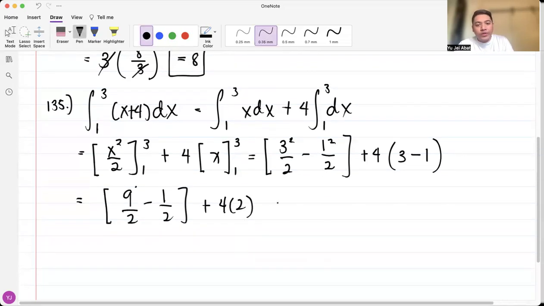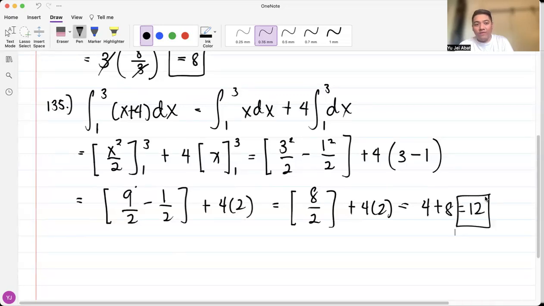Simply 2. So 9 halves minus 1 half is what? 8 halves, since they have the same denominator. So 8 halves, or simply 4. So you have now 8 divided by 2 is 4, plus 4 times 2 is 8. So we have an answer of 12 for this given integral.